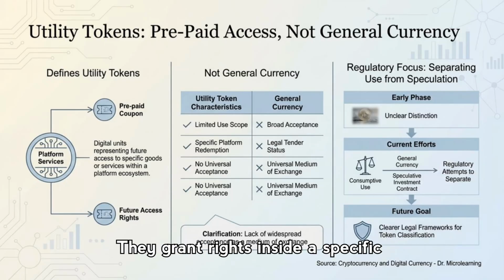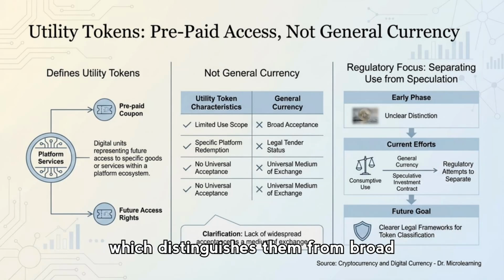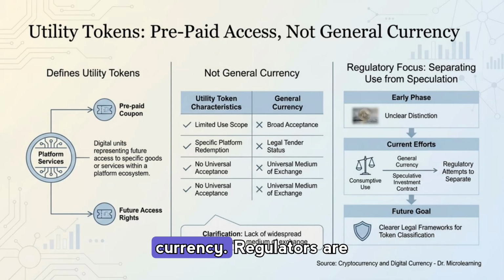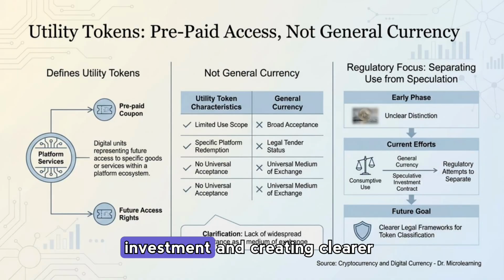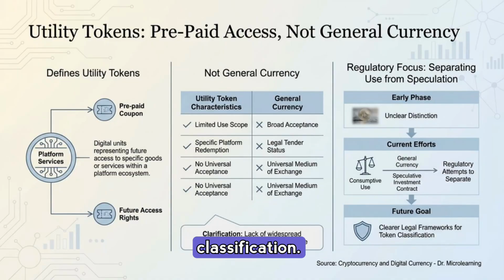Utility tokens are best understood as prepaid access or platform credits, not general-purpose money. They grant rights inside a specific ecosystem and lack universal acceptance or legal tender status, which distinguishes them from broad currency. Regulators are increasingly focused on separating consumptive use from speculative investment and creating clearer legal frameworks for token classification.